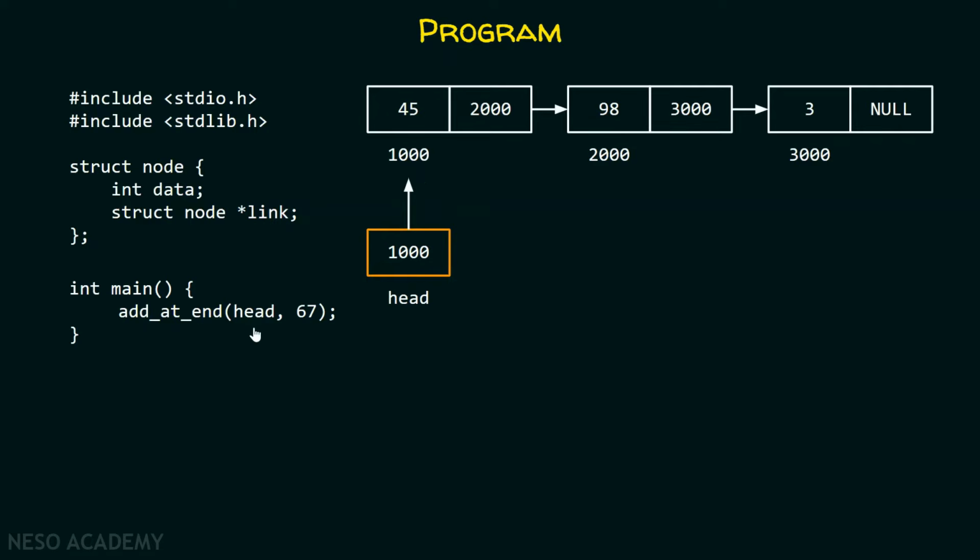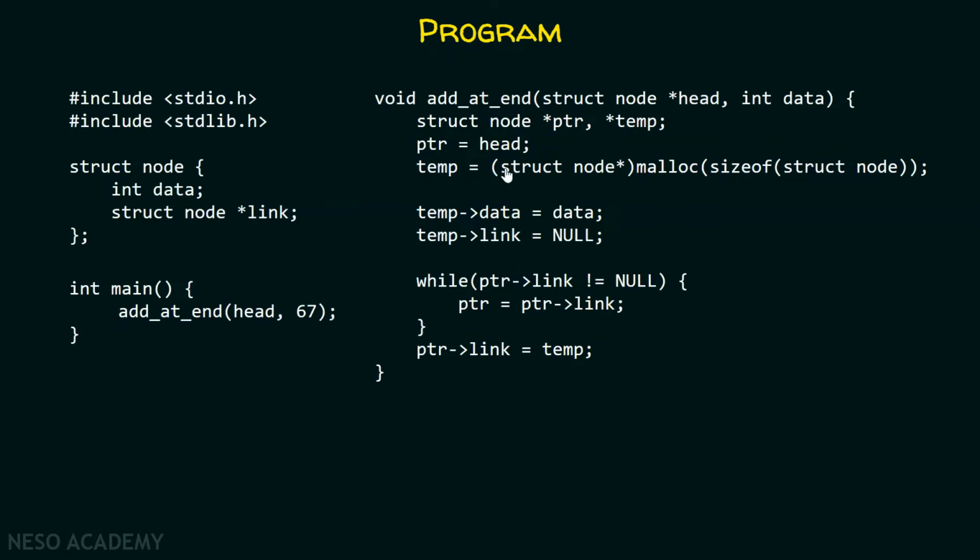And what we will do here, we just pass this head pointer. Apart from this, the add_at_end function requires the data part, right? That is the data part of the end node. Here in the add_at_end function, we will create the node, we will add the data to it, and of course we'll make that node the end node of the list. So here is the function which will do our job. And let's try to understand how this function works.